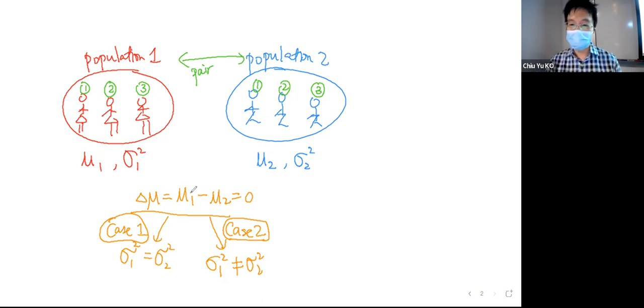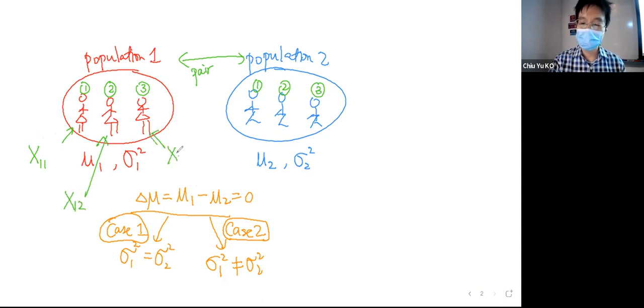Now we have the data. The data of girl number 1 will be denoted by x1 1, girl number 2 by x1 2, where 1 is the group. Number 3 will be x1 3, and boy number 1 will be x2 1, boy number 2 will be x2 2, and boy number 3 will be x2 3.